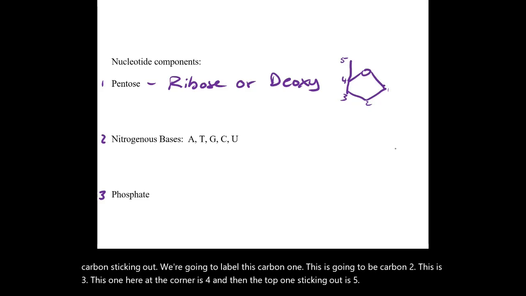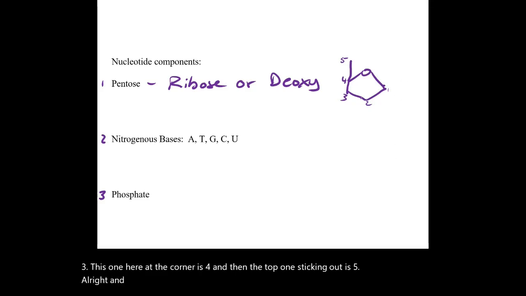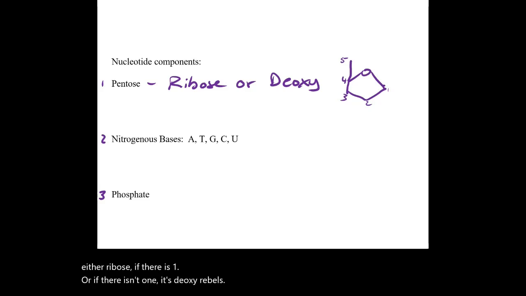All right, and then depending on if there is an oxygen or hydroxyl on carbon 2, it makes it either ribose if there is one, or if there isn't one, it's deoxyribose. That's the one that's found in DNA.